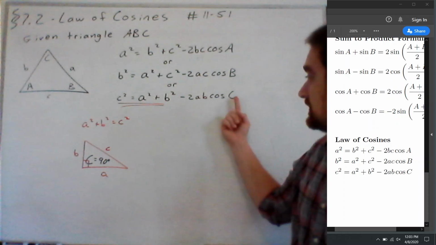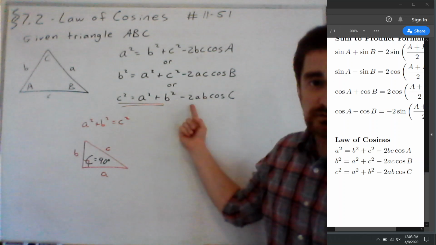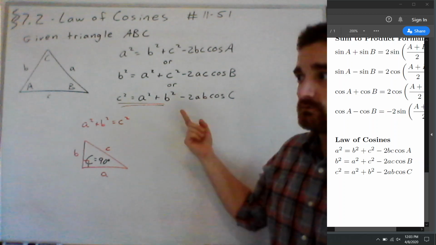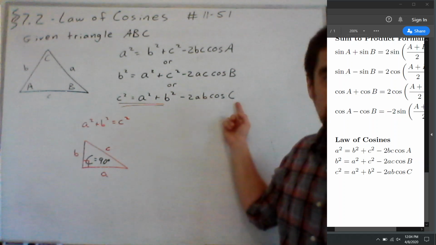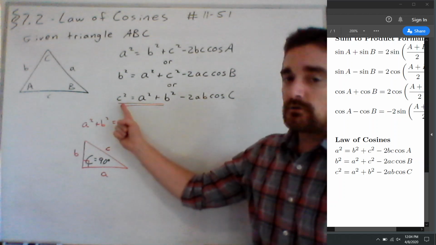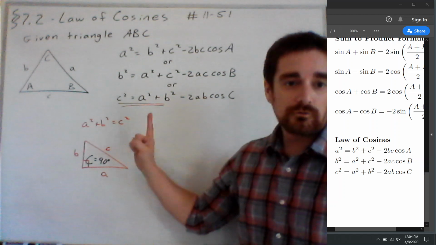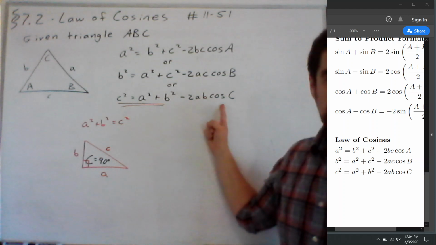If this angle C is not 90 degrees, if it's 91 degrees, we need this. If it's 92 degrees, we need this. If it's 89.5 degrees, we need this. If it's 17 degrees, we need this. Right? So every other triangle uses the law of cosines. There is only one triangle, the right triangle, that allows us to omit this little extra piece here.